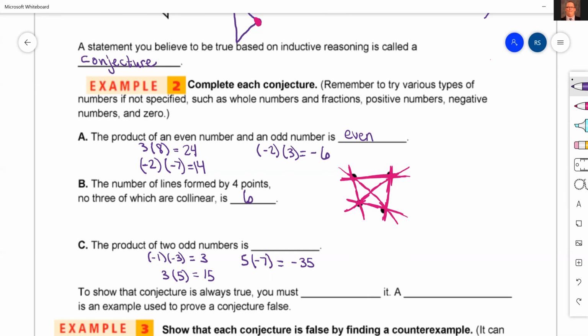So what do all of these have in common? We can't say they're all positive because we have that negative 35. We can't say they're all negative. They are all odd numbers, though. So that's what we can say. We can conclude that they have to all be odd. If you take the product of 2 odd numbers, then your answer will be odd.